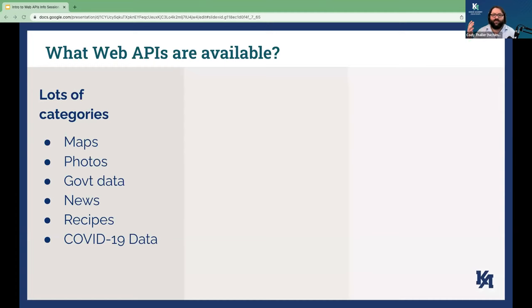So what kinds of web APIs are there? Well, there's a ton of different categories. There are map APIs, there are photo APIs. These are some of the examples that we've seen. There's APIs that give you government data. There's APIs that you can interact with to get news. What's the breaking news story? There are full-on recipe APIs. And then more recently, people have created APIs to get all kinds of COVID data. Let's go to the next slide.